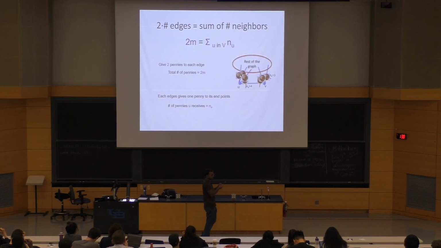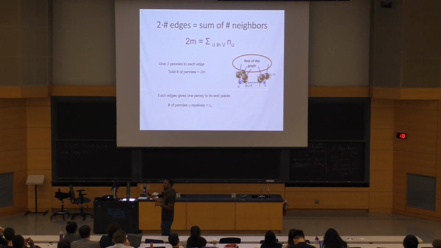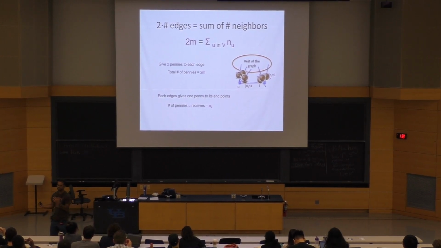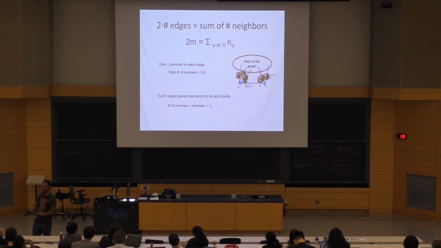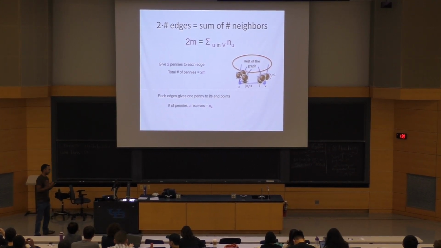And so if you look at the sum of the pennies that all the nodes have after this, it is exactly the sum over u of the neighbors of u. This is like basic finance. If you have 2m pennies and you hand them out and you're not doing any hocus pocus, then at the end you will still have the same amount of pennies. So you started off with 2m pennies, you handed them out, and the total number of pennies that you have is the sum over u of n of u. So these 2 quantities have to be the same, and that's the proof.